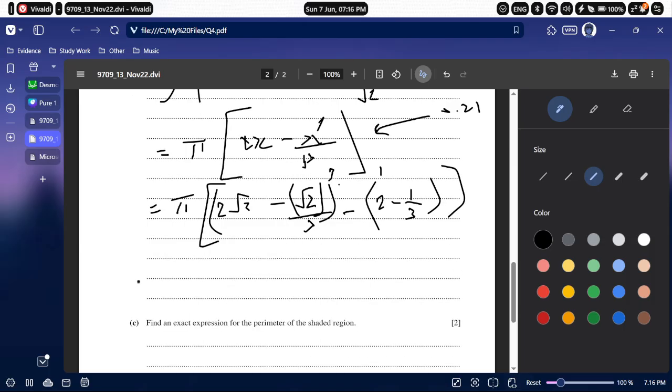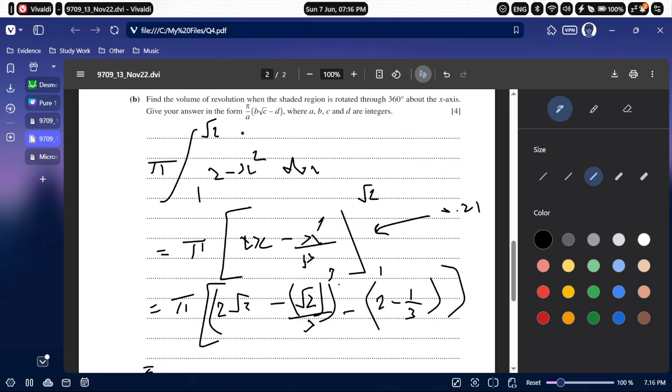So then you just simplify this form. I'm sorry, my laptop is really slow. But yeah, you just simplify this form to get it in the one they have specified. And yeah, that should be it.